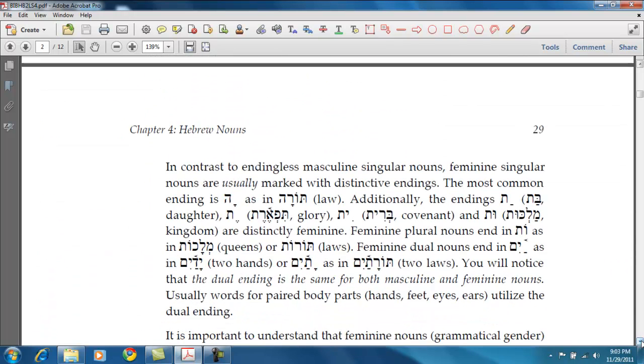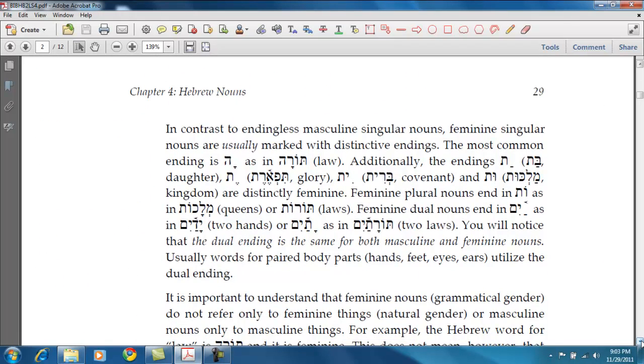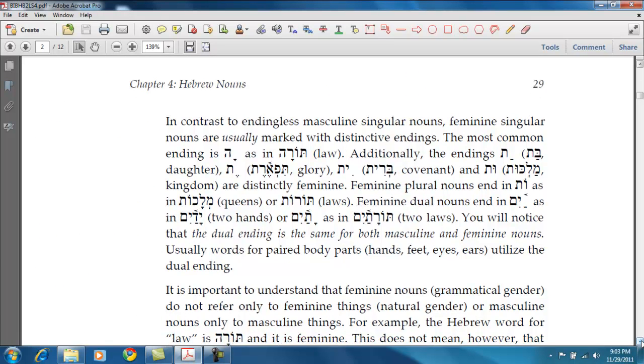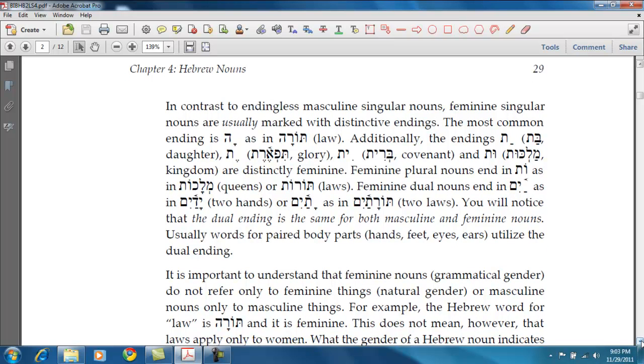Main thing is just getting used to it. Now, in contrast to endless masculine and singular nouns, feminine singular nouns are usually marked with distinctive endings. The most common ending is the kametz hey, which we just went over, as in Torah. Now, there are additional endings to a feminine ending that you'll see.